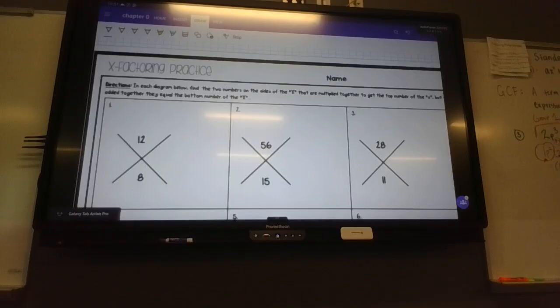Find two numbers on the side that multiply... I just get rid of the bottom... for instance, the first one is 78, so it's 86.